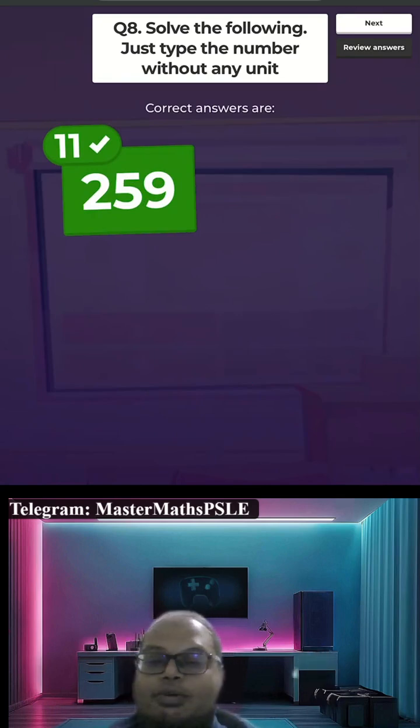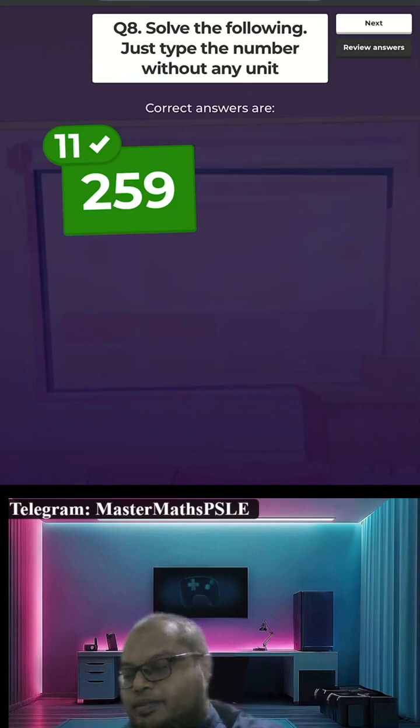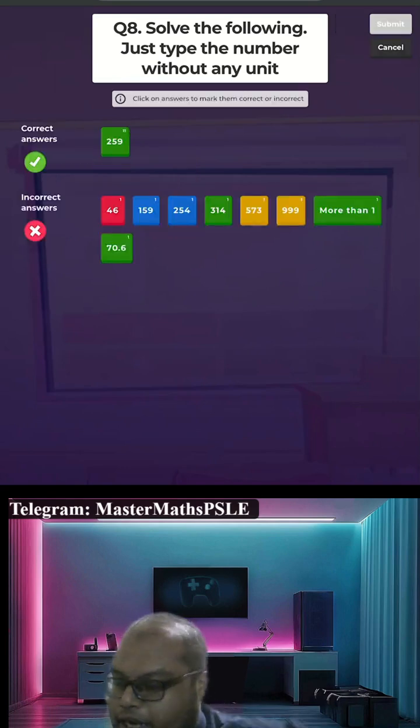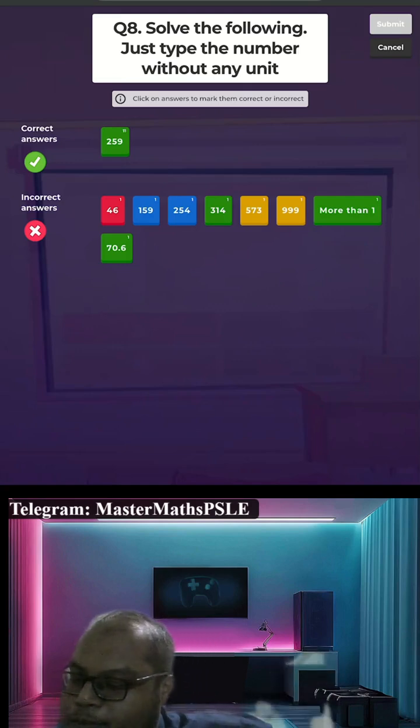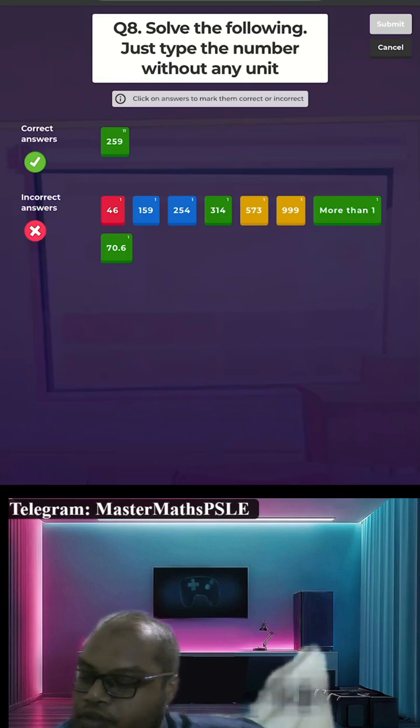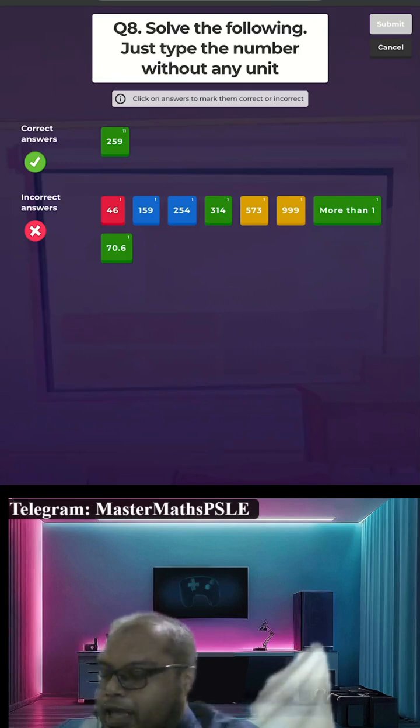Okay, so this is the one which is 259, okay? Not just now 259. Wait, let me see. Anyone got like put decimal point? Someone say 999. Someone put 254. Okay, but everything else I cannot accept lah, okay?